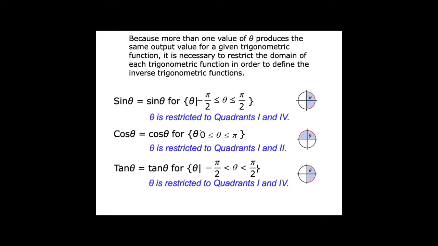For cosine, it is restricted to quadrants 1 and 2, and that is 0 is less than or equal to theta, which is less than or equal to pi. And then for tangent, it is restricted to quadrants 1 and 4, and it would be the same as sine, which is negative pi over 2 is less than theta is less than pi over 2. The only difference is that it's not less than or equal to, it's just less than.